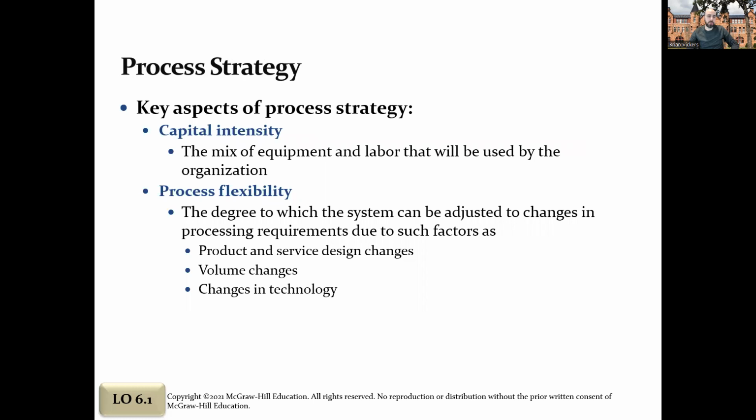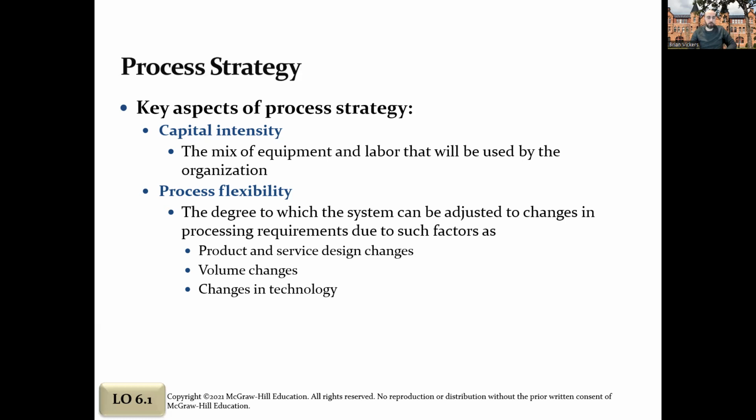How much equipment and labor will be used is a term called capital intensity. Process flexibility is just determining how much would need to change in order for you to do different things. If I need to increase volume or decrease volume, if new technology becomes available, can I upgrade the equipment that I have? Or do I have to buy all new types of equipment? Do I have to redo the entire layout of my facility to accomplish that?